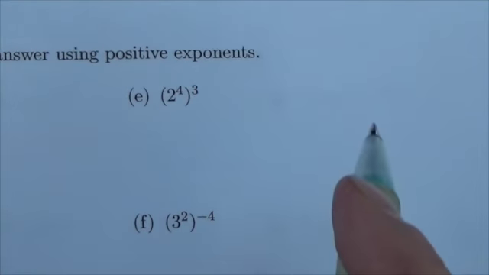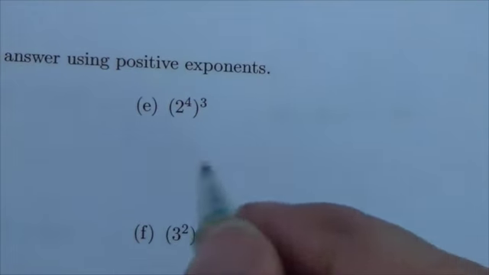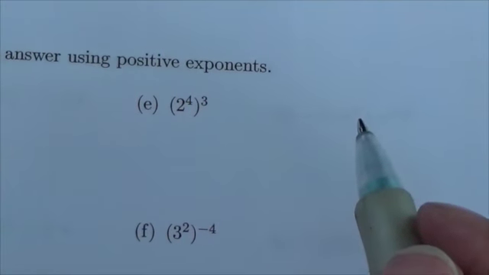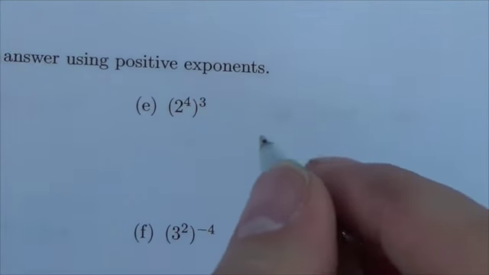Hi everybody, this is Math 10C, Exponents and Radicals review. This is short answer 21, the second half, so questions E through H here. All we're asked to do here is simplify using positive exponents.